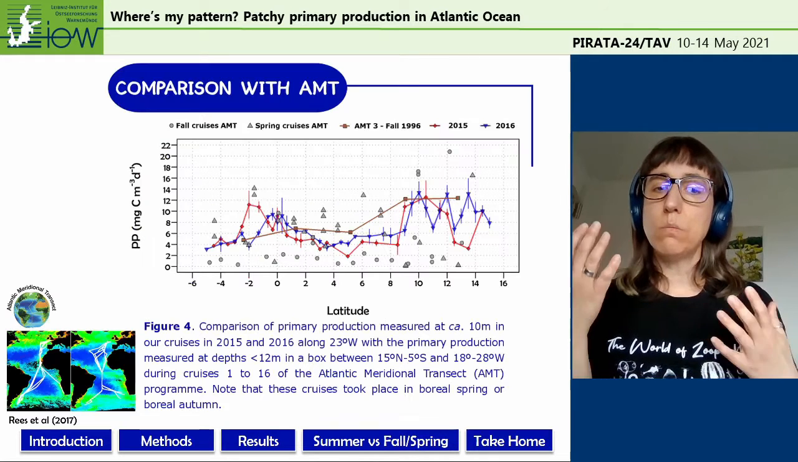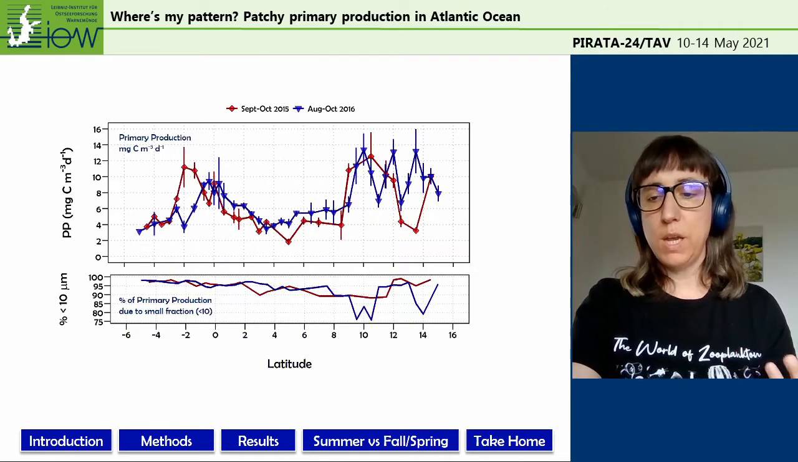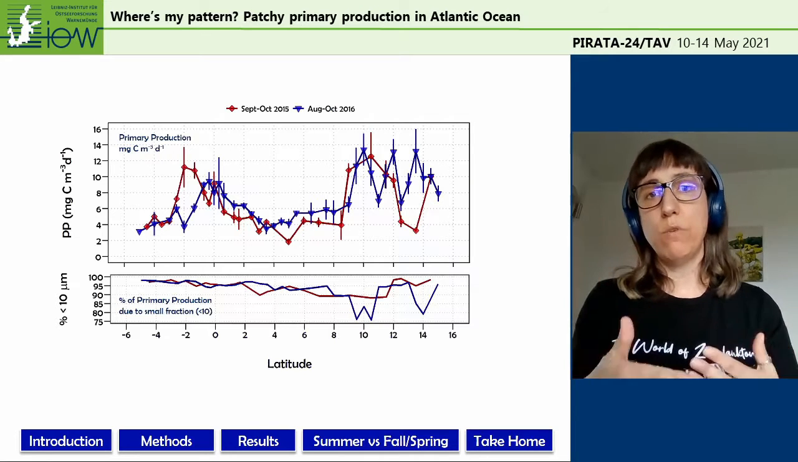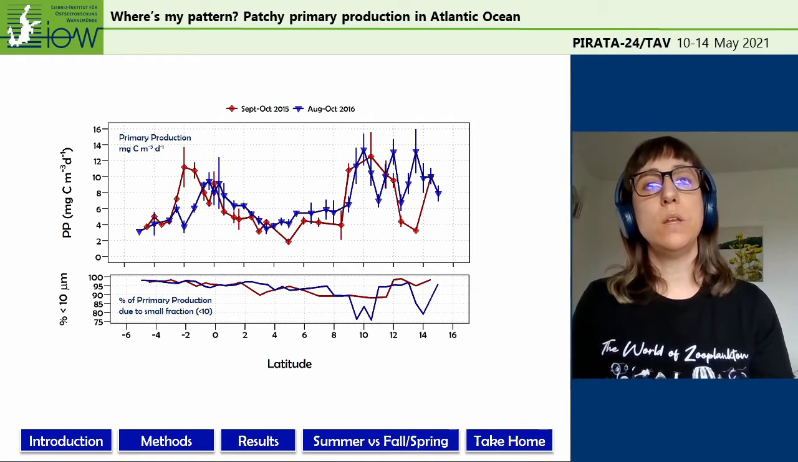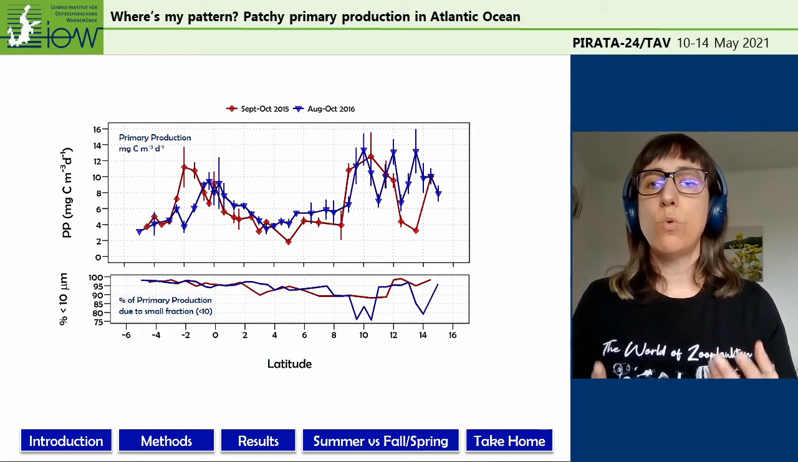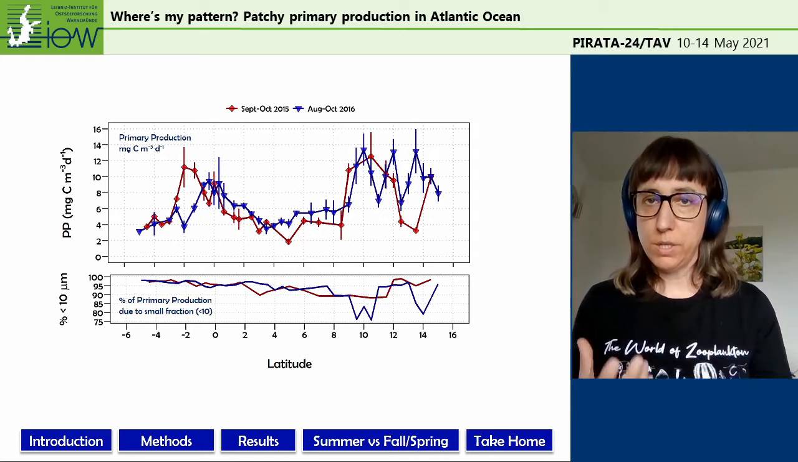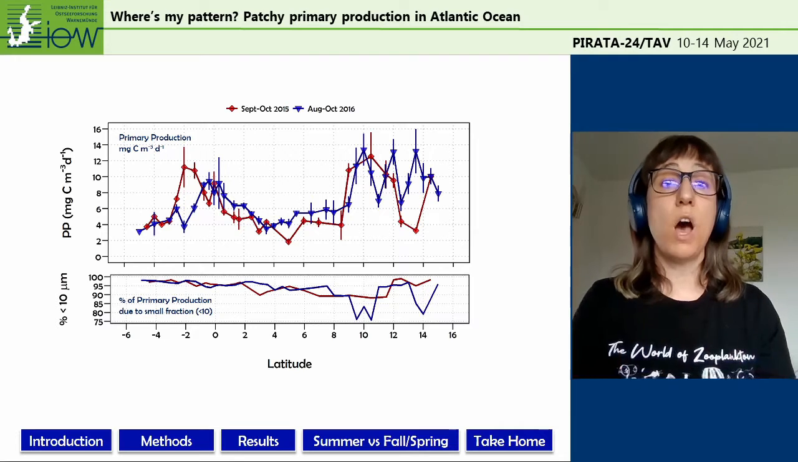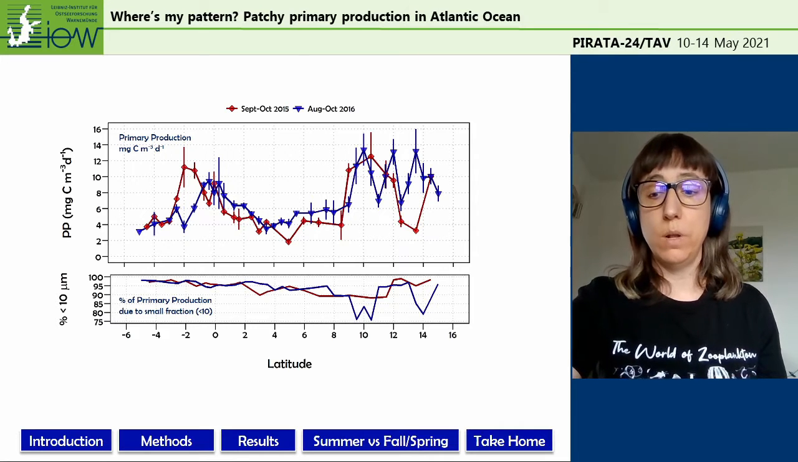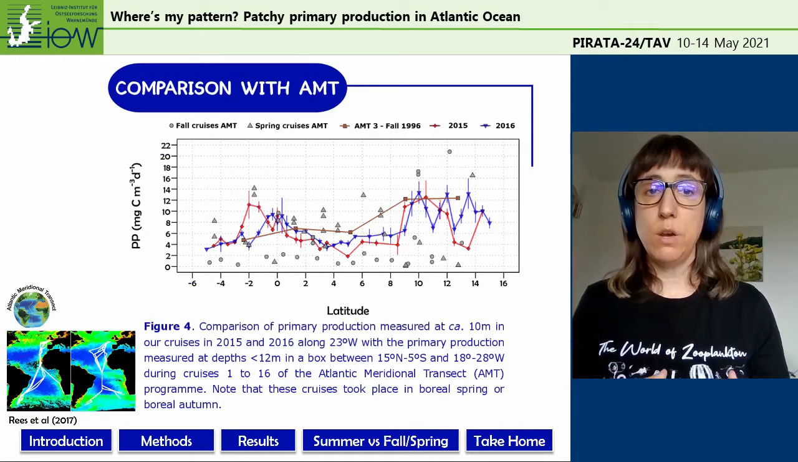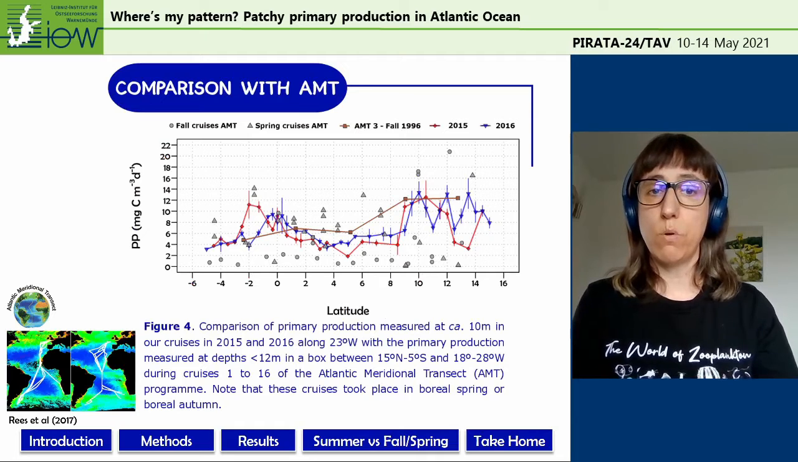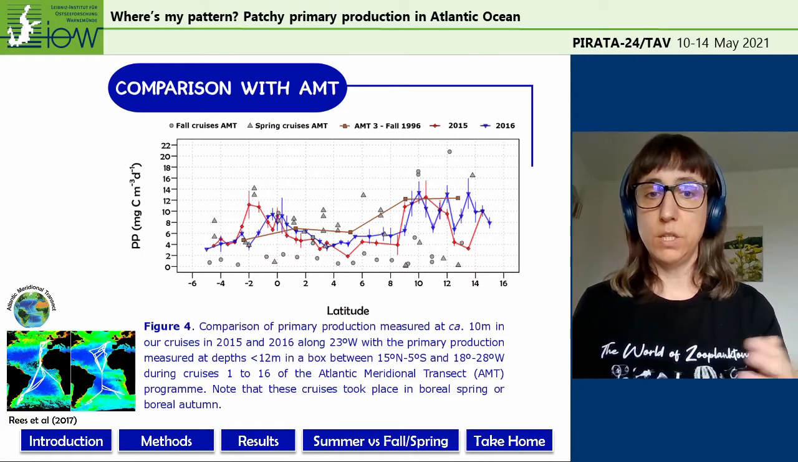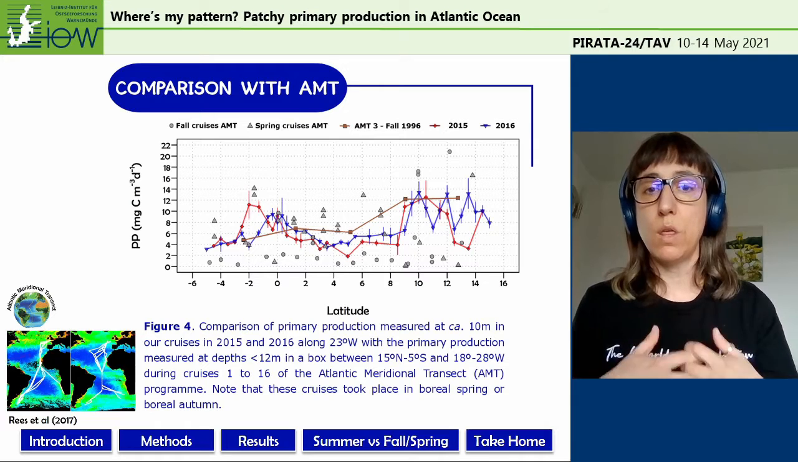And lastly, we were saying that the equatorial upwelling, now we're going to focus on the equatorial band. The equatorial upwelling is bringing more nutrients to the surface, which increases productivity relative to other months. So we would expect that these rates are higher than those seen in the literature. So we are using here the Atlantic Meridional Transect program database from AMT1 to AMT16, the first 16 cruises, and comparing those with our rates.